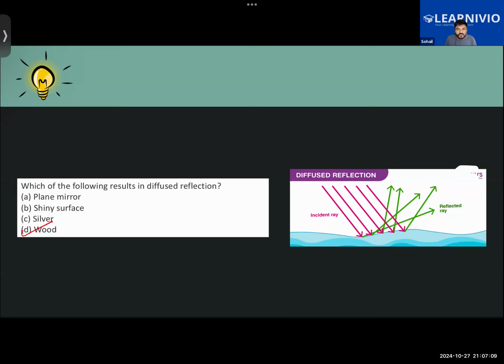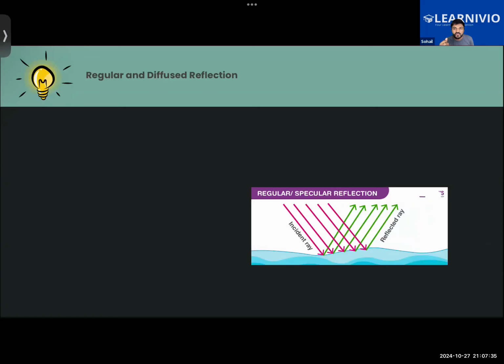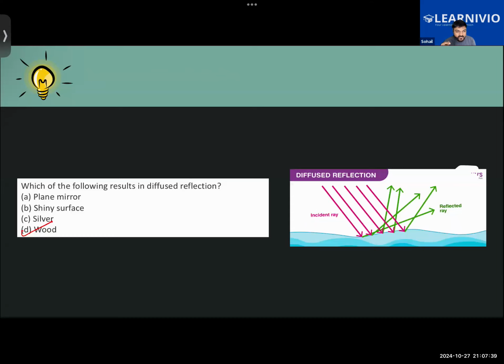Will there be a formation of image in diffused or irregular reflection? Take your time. Yes, Abdullah, correct. There's no formation of image in the case of irregular reflection. Only in the case of the regular or the specular reflection will image formation take place. But as for the diffuse or the irregular reflection, image formation does not take place.